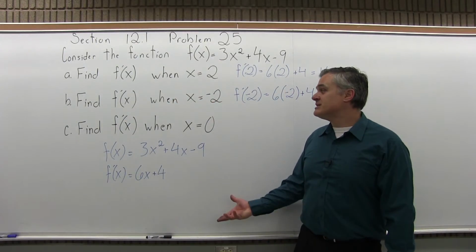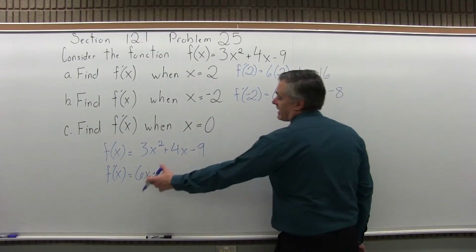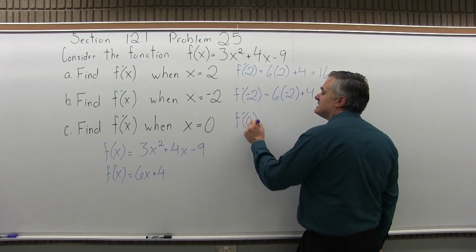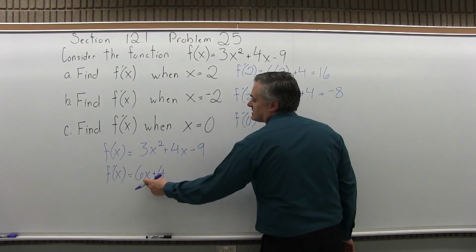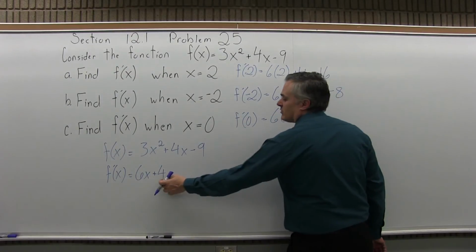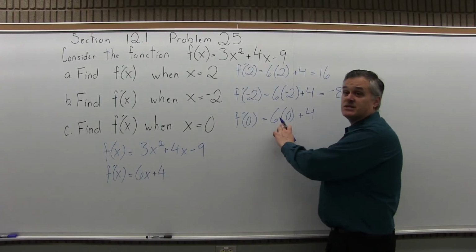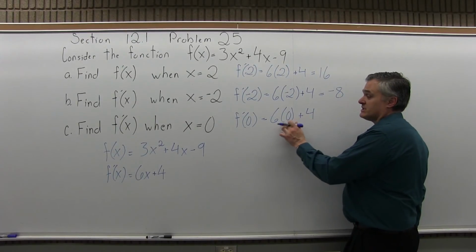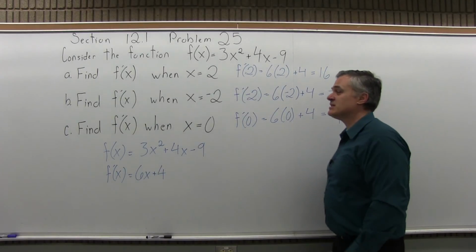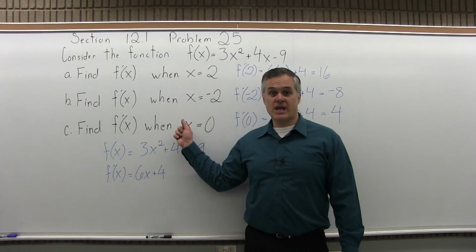And finally, part C, find f prime of x when x is 0. So I'm going to take my f prime that I found. F prime of 0 is 6 times x becomes 6 times 0. And I have a plus 4. So 6 times 0 is 0. And I'm going to add 4. 0 plus 4 is 4. So the answer to part C, f prime of x is equal to 4 when x is 0.